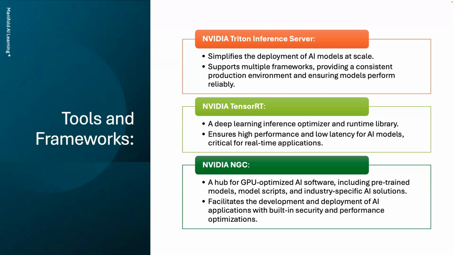And we have NVIDIA TensorRT. This is a deep learning inference optimizer and runtime library. It ensures high performance and low latency for AI models, which is critical for real-time applications.